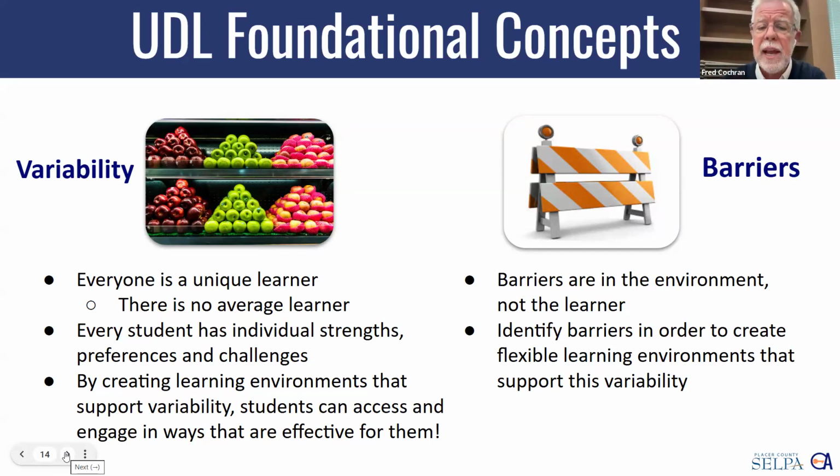When we think about our students, they have individual strengths and preferences and challenges. We need to know different ways that we can support the variability that exists in the classroom and provide different ways to access opportunities for students so that they can learn the best way they can. And then with that, we think about what barriers are there in the environment that are providing a roadblock for students. So we have to identify barriers in order to create flexible learning environments that support this variability.